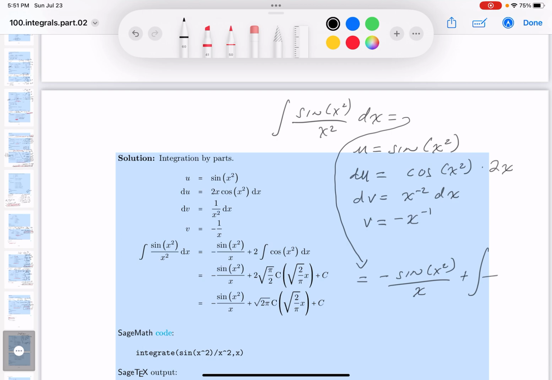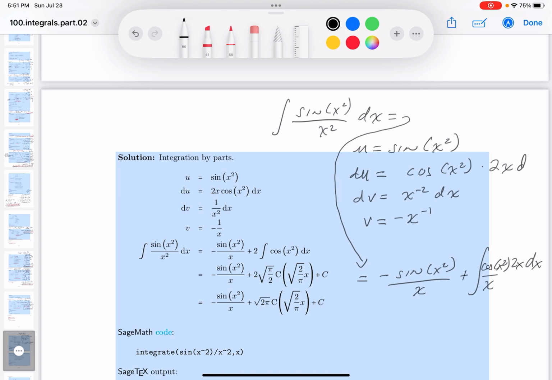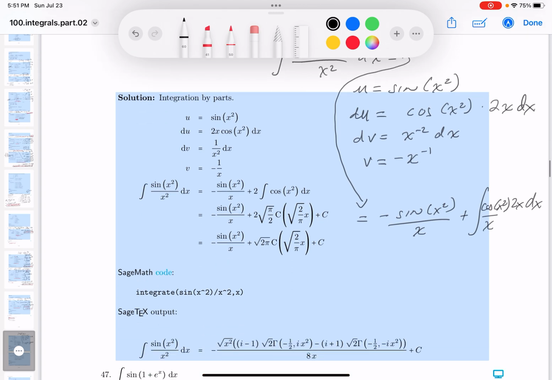And, again, x to the minus 1 is just an x in the bottom. That's v. And the du is cosine x squared, 2x dx. Oops, forgot to put the dx there. What do you get over here? Let's write this down. This is going to give me plus 2 cosine x squared dx.